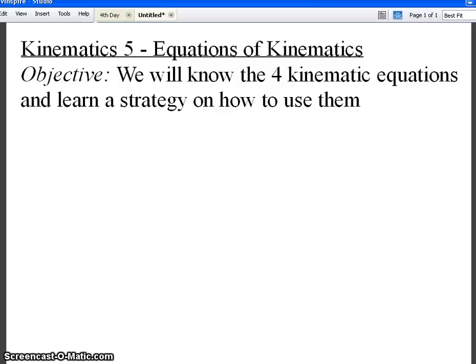Good morning, class, and welcome to this lesson on Kinematics 5, the equations of kinematics. Today we will know the four kinematic equations and learn a strategy on how to use them.